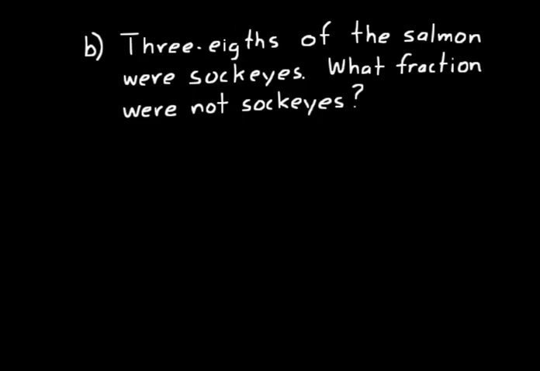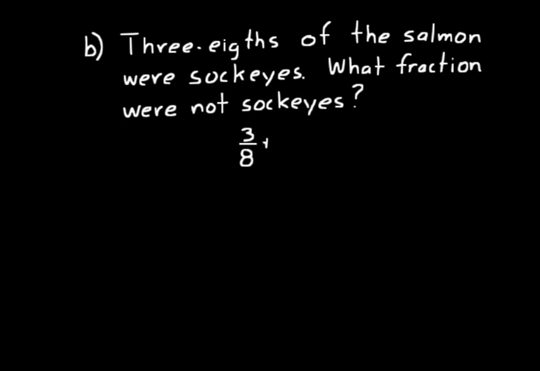Let's try one more problem. Read it through first. 3/8 of the salmon were sockeyes. What fraction were not sockeyes? Okay, well, we can recognize that's a part-whole problem. A key word there is fraction. What fraction? So now let's answer the question. What fraction were not sockeyes? Well, we know 3/8 were.